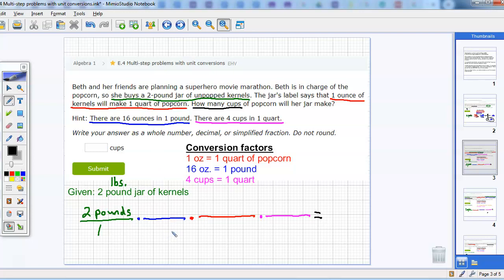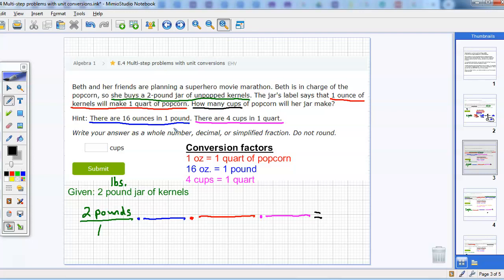So we've got Beth and her friends. They're planning that superhero movie marathon. They're binge watching some superhero movies in modern terms. Beth is in charge of the popcorn. She buys a 2-pound jar. Those are unopened kernels. So that is where we start here. And then we want to know how many cups of popcorn her jar will make. So after it's popped, how many cups of popcorn will there be? So notice, we want to know how many cups. That's what we have to identify first.